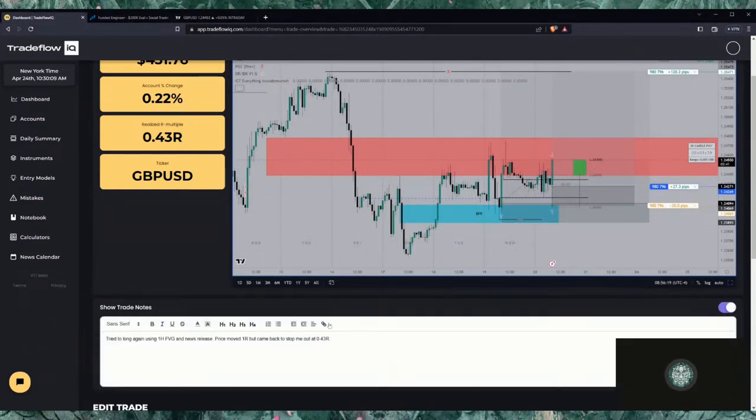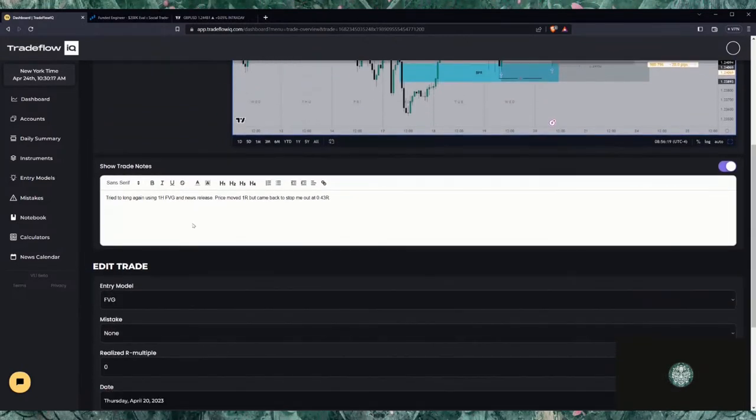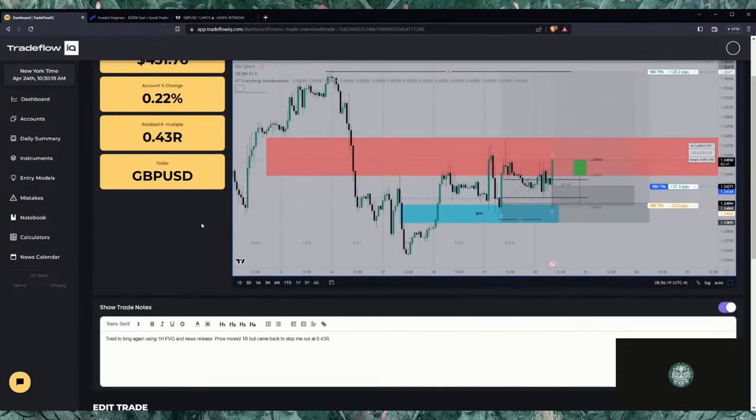For some reason, I can't upload images. I'm not sure why. I reached out to the dev team already. But I do have additional screenshots to share. I just can't upload them. So this one, I believe I moved my stop up to right around here once it started pushing higher, and it came back and stopped me out again.